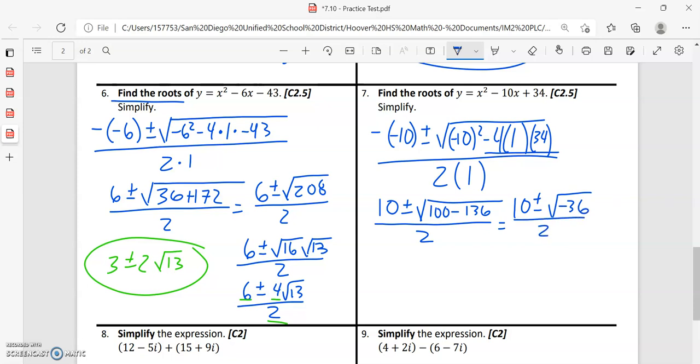Now we have a negative in our square root, so that comes out as an i. And the square root of 36 is equal to 6. They're all even, 10, 6, and 2, so we can divide them all by 2. So we get 5 plus or minus 3i.